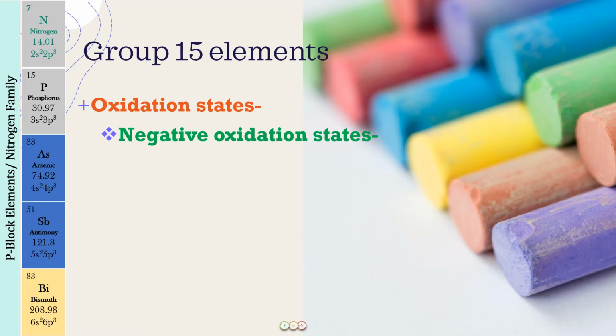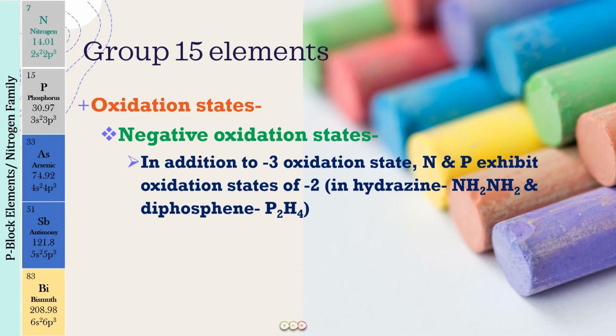Now, as I've already told you, along with -3 oxidation state, -2 and -1 oxidation states are possible. So where are they possible? Let us understand that. In addition to the -3 oxidation state, nitrogen and phosphorus only, please do remember, not the other ones, exhibit the oxidation state of -2. In hydrazine, that is N2H4, so here nitrogen is having a -2 oxidation state.